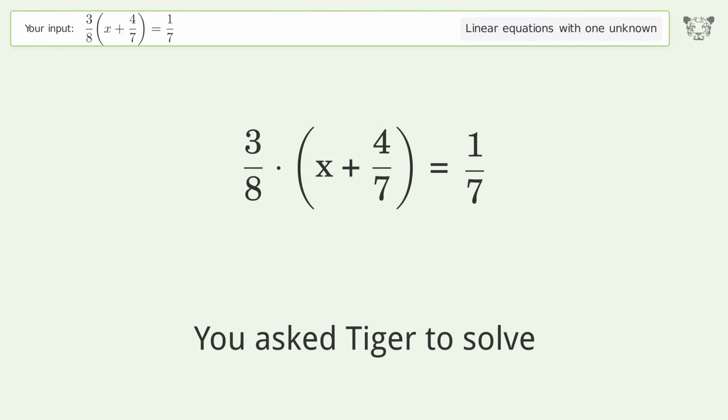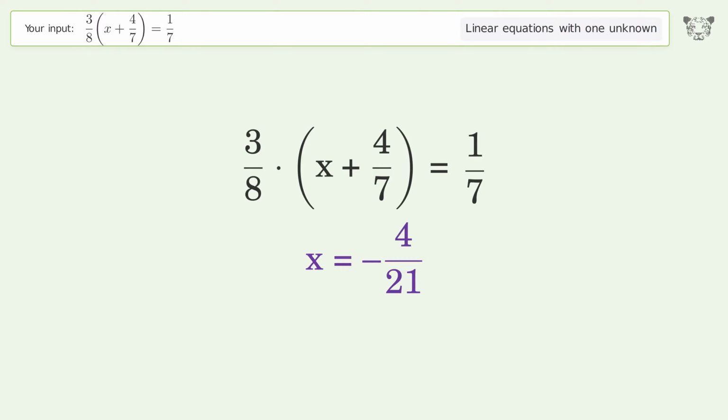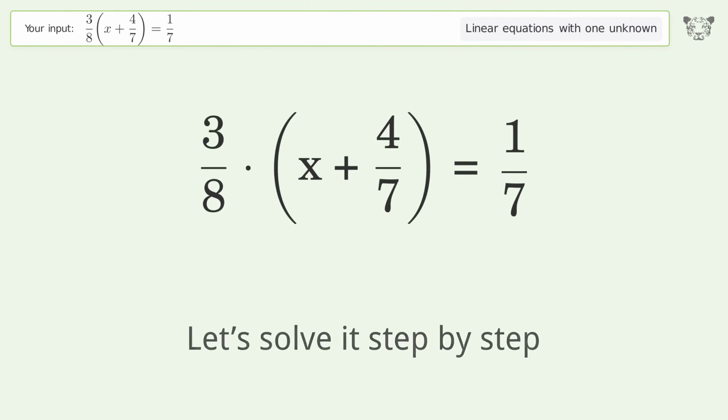You ask Tiger to solve. This deals with linear equations with one unknown. The final result is x equals -4/21. Let's solve it step by step.